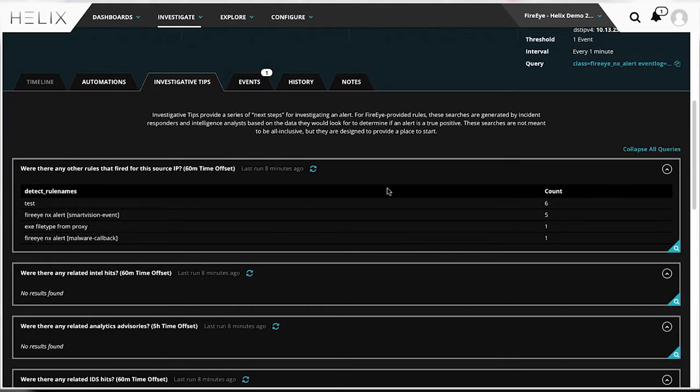So I can collapse all these queries, which I have already collapsed, and what you'll see here is specific questions asked from specifically that alert. Every investigative tip may be different, with different questions provided depending on the vector of attack. So you may have a different set of questions if it was a network-based alert versus an endpoint or versus an email. Think of this as having an actual managed incident responder helping you with the incident, providing you some questions, and then you can use Helix to provide the answers back.